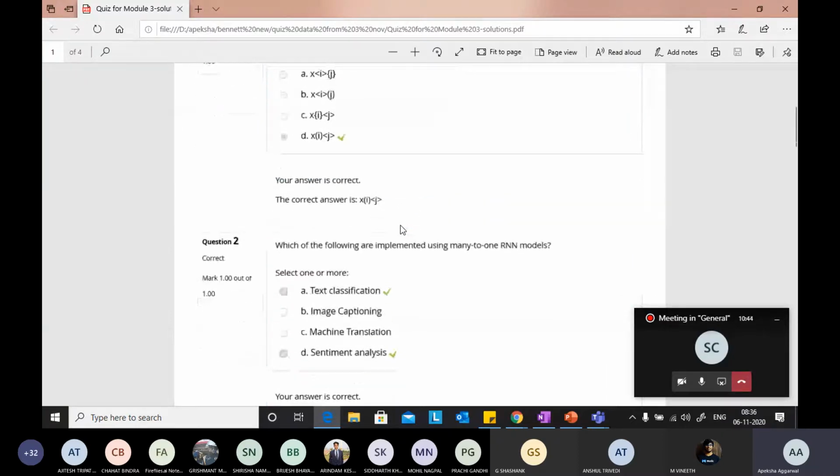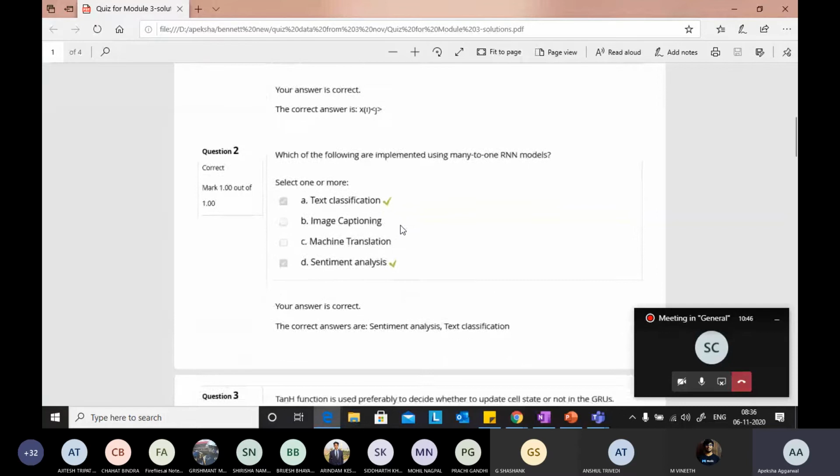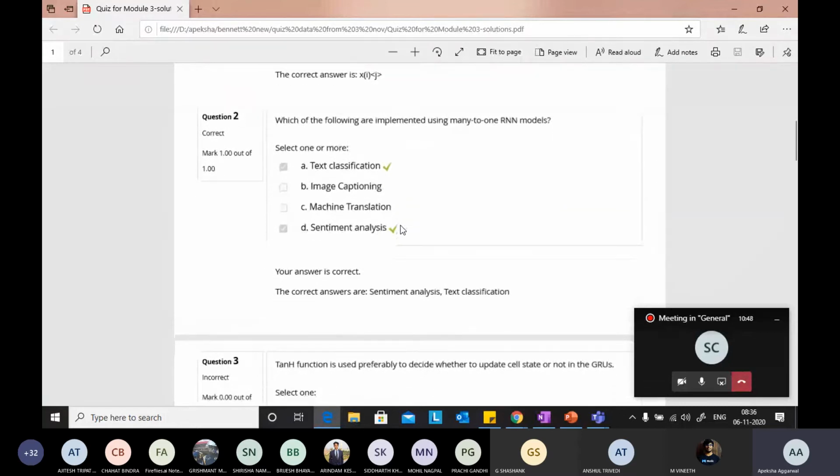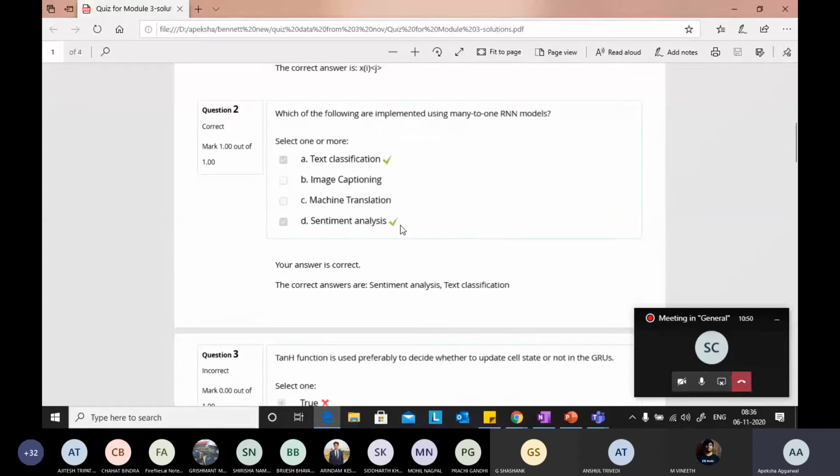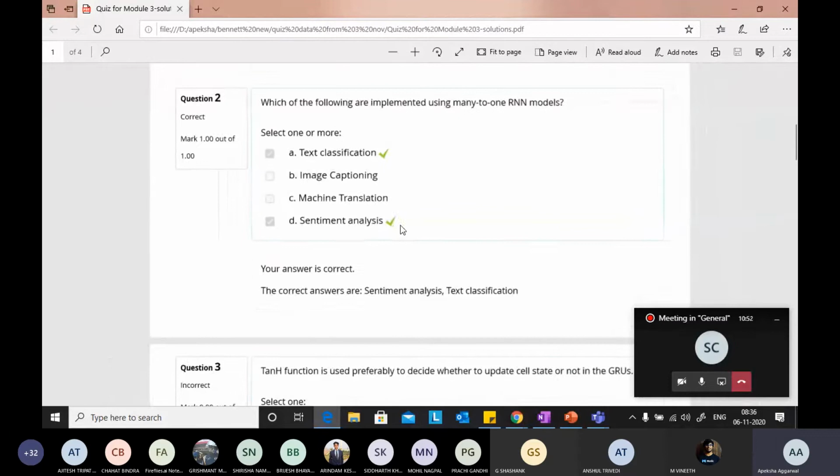Next is, which of the following are implemented using many to one RNN models? So which of these is many to one? Image captioning: input is images, output is text, so that is not many to one, it's many to many. Then machine translation is again many to many. Input is one language and output is another language. So these two are many to many.